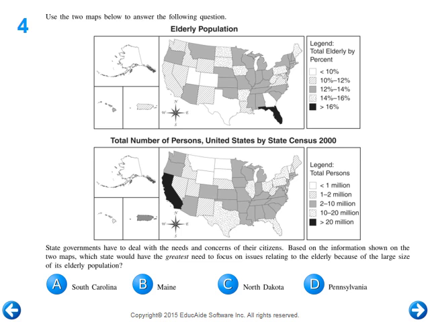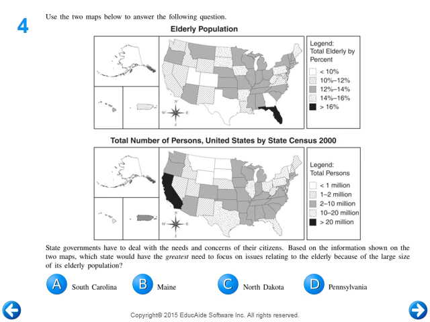So state governments have to deal with the needs and concerns of their citizens. Based on the information shown on the two maps, which state would have the greatest need to focus on issues relating to the elderly because of the large size of the elderly portion of its population? Now, if you look, the highest percentage of elderly would actually be in Florida. But Florida isn't even an answer choice, so we can remove that.